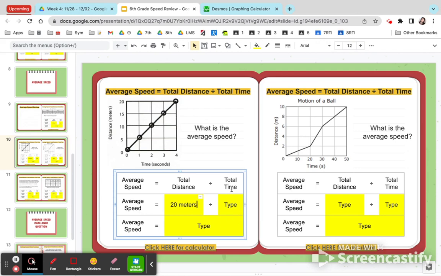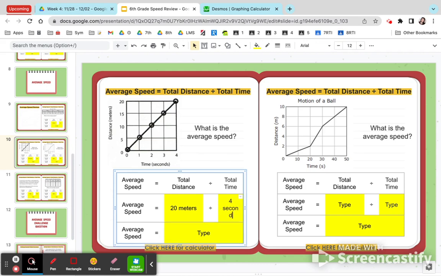Then I'm going to look at how long did it take? What is my total time? So here's my time on my x-axis. So to get to 20 meters, it took 4 seconds. Do you see that? Okay. It's fine that it does that.